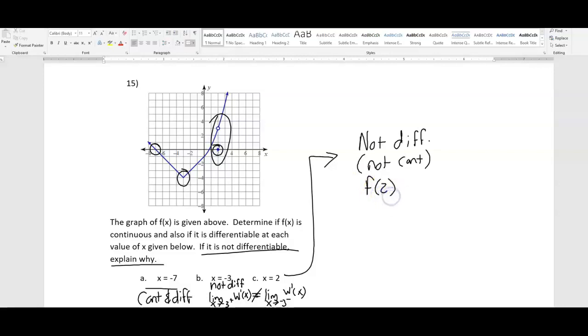F of 2 exists. The value of f of 2 is 0. And it's not because the limit doesn't exist, because the limit does exist. It's that point right there. And the limit of f of x as x approaches 2 is 3. The problem is that they're not the same. So that would be your explanation in this case. So your explanation for it not being continuous can be one of three things. Either f of 2 doesn't exist, or the limit doesn't exist, or they're not equal. And in this case, it's a not equal.